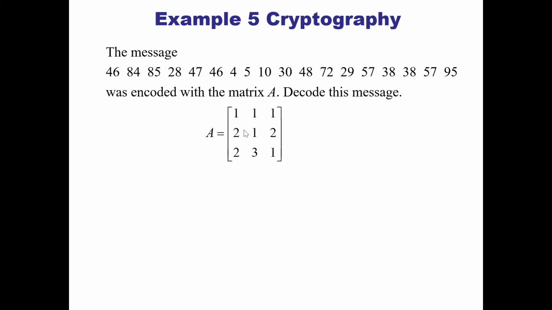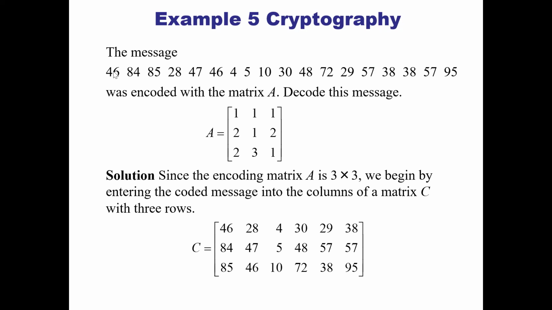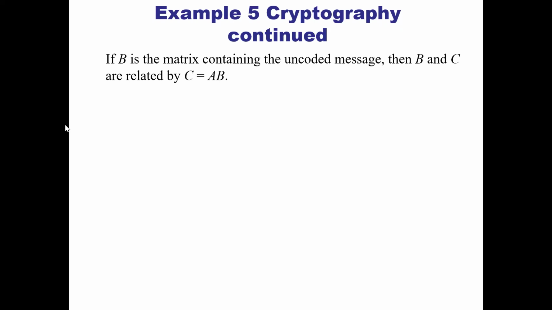Well, first we have to find out what A inverse is. The encoding matrix A is 3 by 3, so we begin by entering the coded message into the columns of a matrix with 3 rows. So we have to have 3 rows. When we do that, we enter 46, 84, 85 as the first column, then 28, 47, 46 as the next column, and we keep going all the way until we get to the end. Okay.